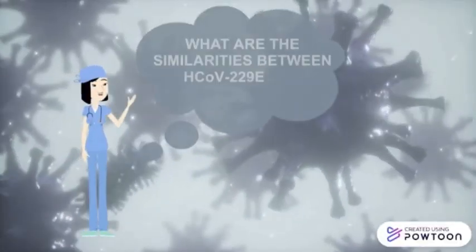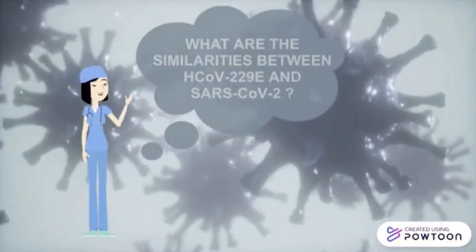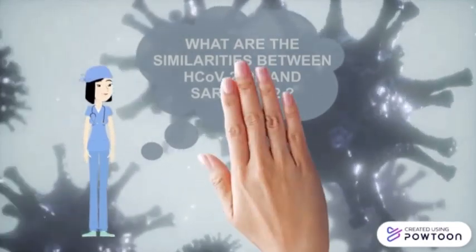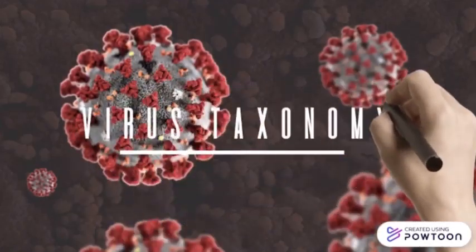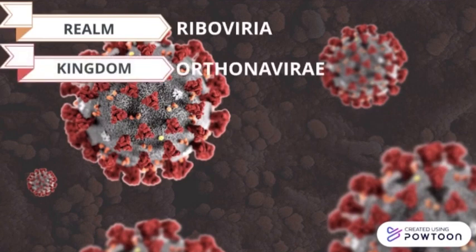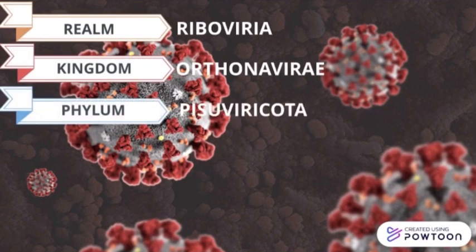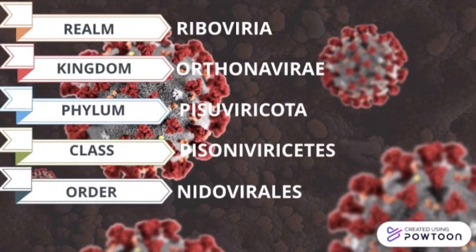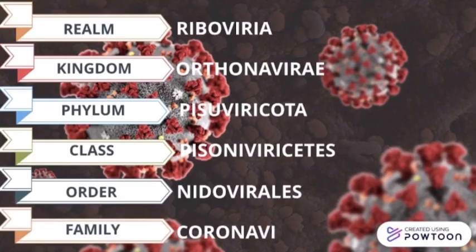So, what are the similarities between HCoV-229E and SARS-CoV-2? In terms of their virus taxonomy, their realm is Riboviria, their kingdom is Orthornavirae, their phylum is Pisuviricota, their class is Pisoniviricetes, their order is Nidovirales, and their family is Coronaviridae.